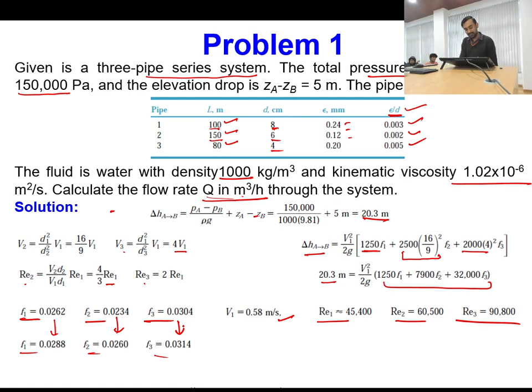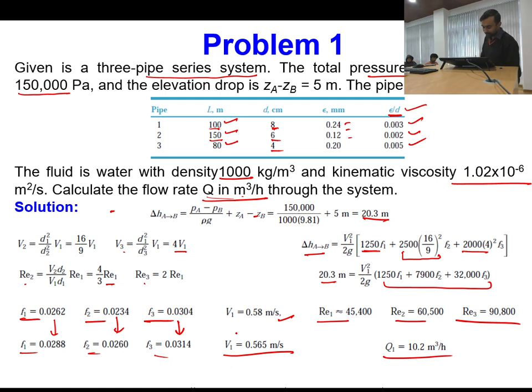So now with these new friction factors, I can calculate the new value of the velocity. Is this clear? The new value of the velocity is 0.565. And with this velocity, if you calculate the flow rate, that is 10.2 meter cube per hour. Why have I stopped over here? Because if I further calculate the Reynolds number based on this velocity, again calculate the new friction factors, and then again calculate the flow rate, I will find the flow rate in the next iteration as 10.22 meter cube per hour. So the difference is very, very small. It means my solution has converged.